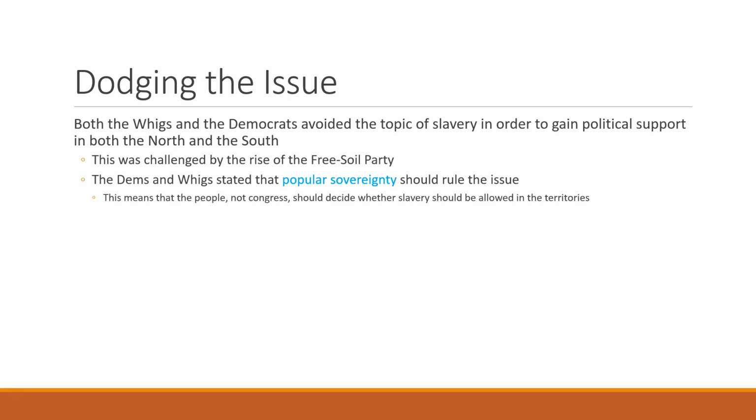So one of the ways that these parties within the United States tried to skirt the issue was the idea of popular sovereignty. And this was a huge idea with the Democrats and the Whigs. They liked this idea of popular sovereignty, or the idea that as each state enters the Union, the people within those states should have the ability to vote to determine whether that state should be a free state or a slave state. This means that the people, not Congress, should decide these types of issues.